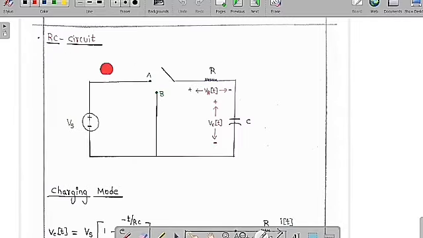So now we are going to learn about the RC circuit. See, this is a resistor and a capacitor. So the voltage across the resistor is VR of t and the voltage across the capacitor is VC of t.